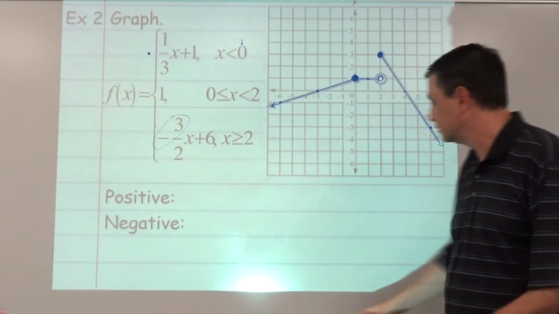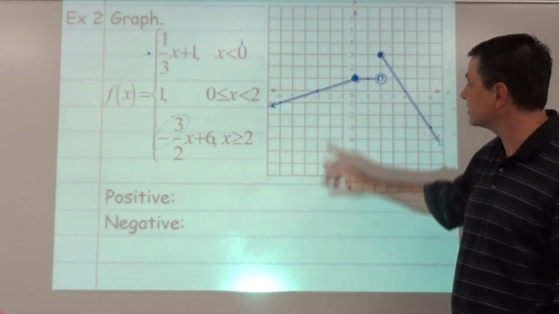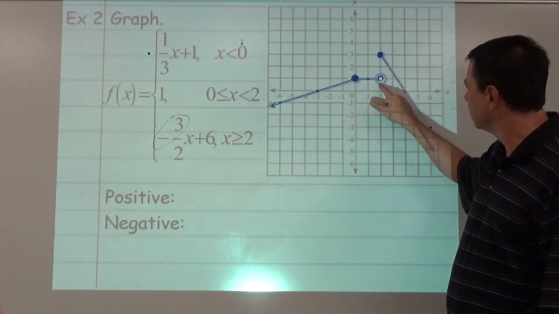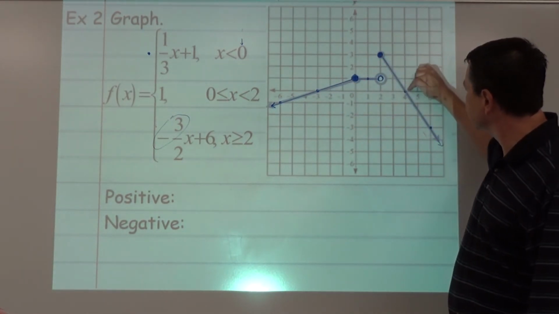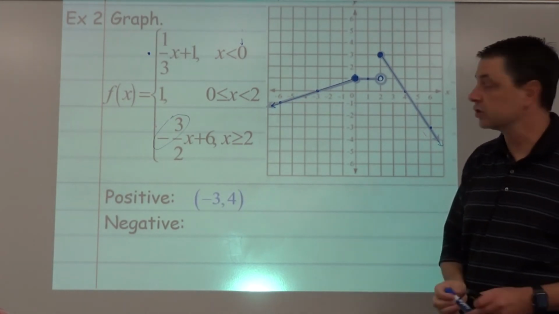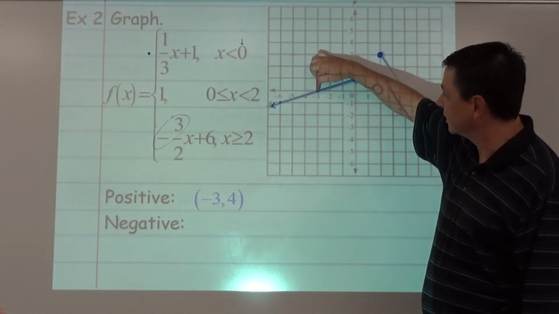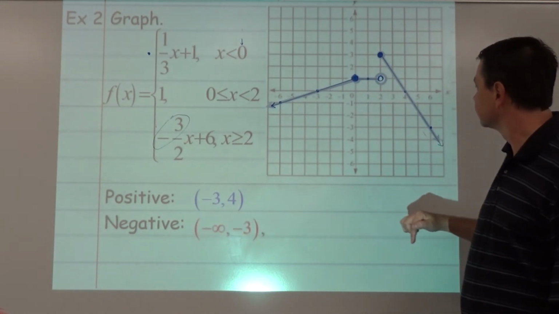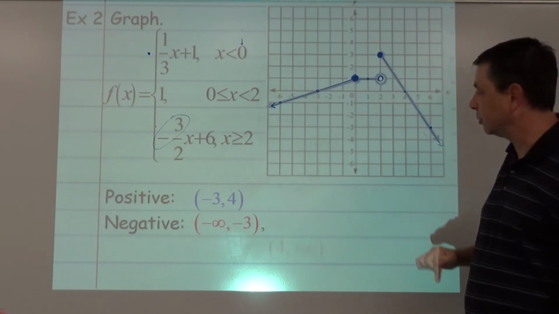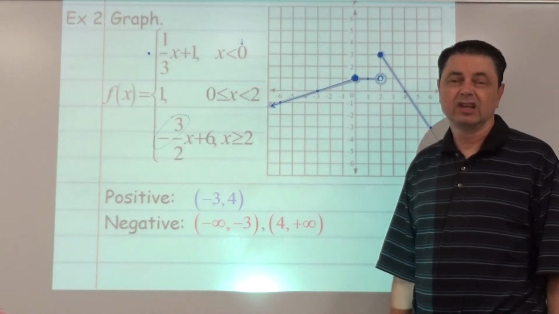And lastly, positive and negative. Where are we positive? Where are we above the x-axis? Starting here, starting at negative 3, still above, until we get to 4. There's 2 different parts where we're below. This is below from negative infinity until we get to negative 3. And then starting here at 4, going right forever to positive infinity. That's another interval where we're negative. So those are the 2 ways.